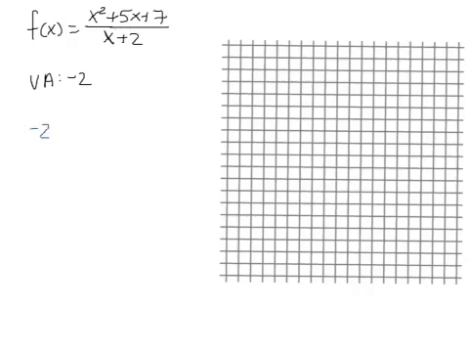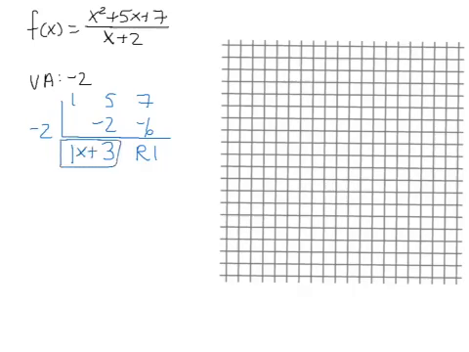So we do -2. We have 1, 5, 7, because we're going to divide in. So 1, -2, 3, -6, remainder of 1. We really don't care about the remainder at all. All we really want is this part right here, which is 1x plus 3. So our slant asymptote is the equation y equals x plus 3.